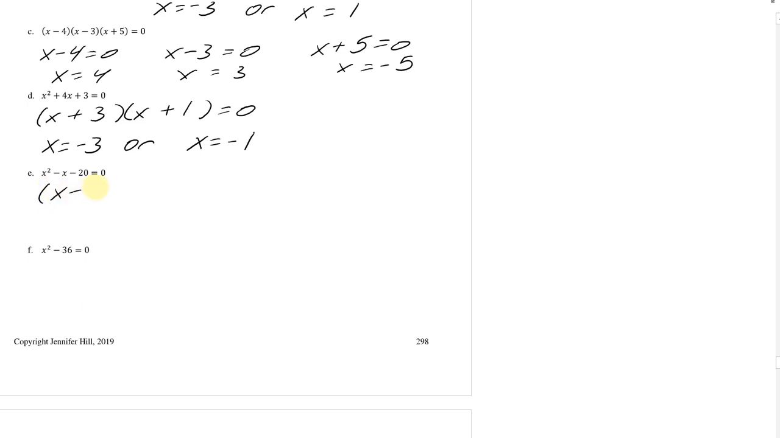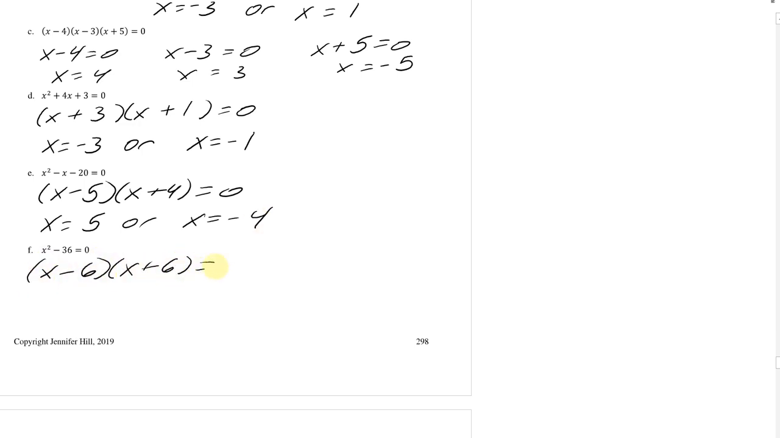Okay, so for E, this is x minus 5 and x plus 4. So my two solutions here would be x equals 5 or x equals negative 4. And then this last one, this would be x minus 6 times x plus 6. So this will be x equals 6 or x equals negative 6. So those are my two solutions there.